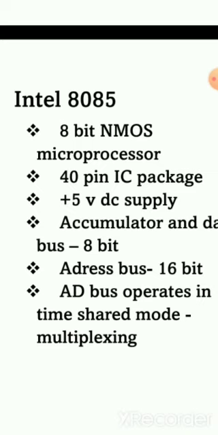The address or data bus transmits data and address at different moments. At a particular moment, it transmits either data or the address. Thus, the AD bus operates in time shared mode. This technique is known as multiplexing.